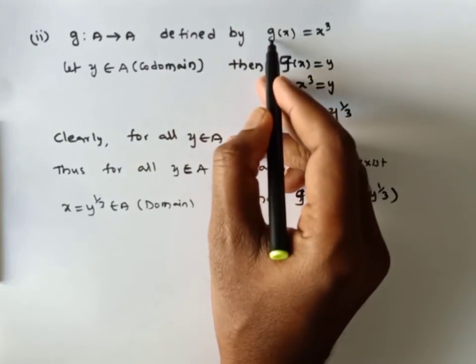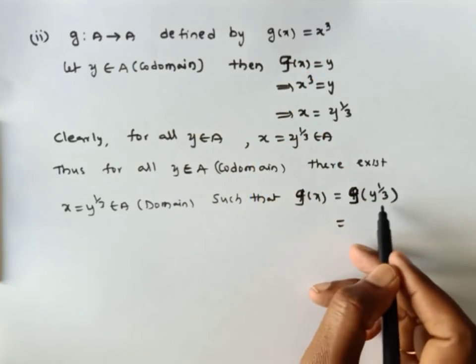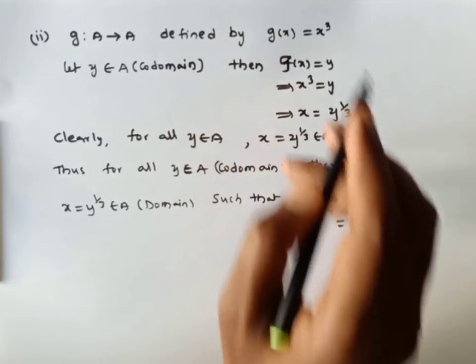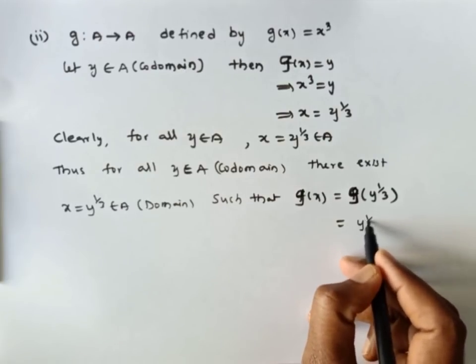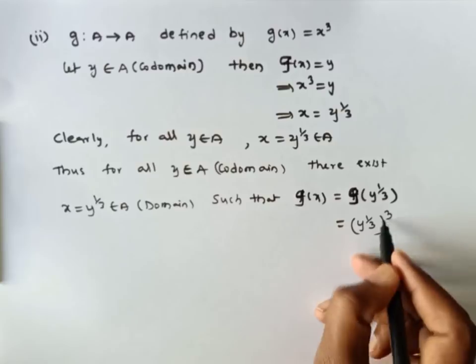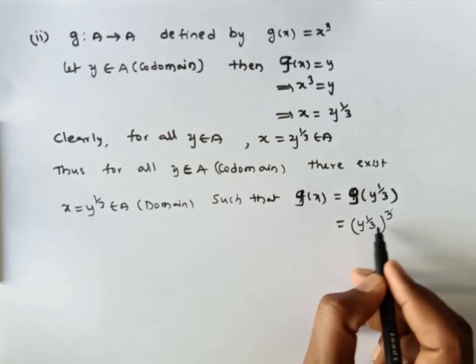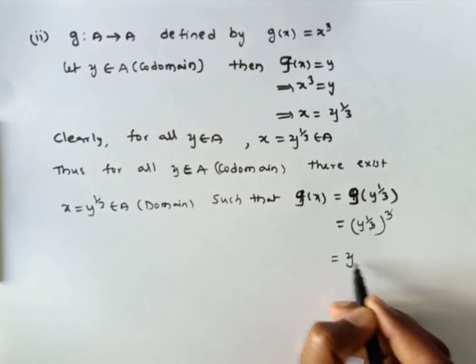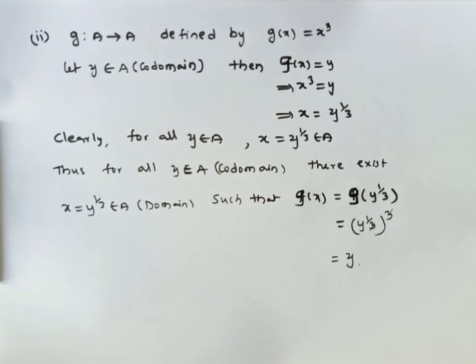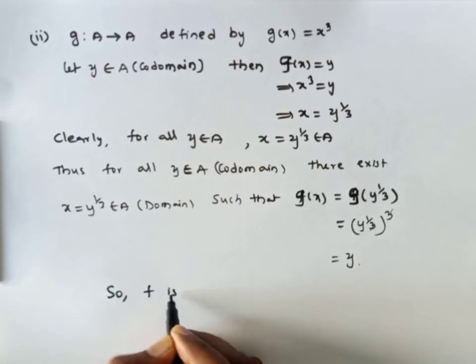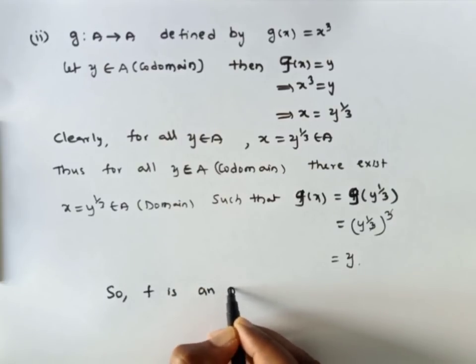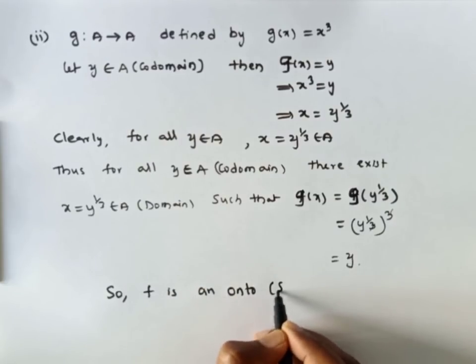Now what is our g of x? G of x is in the form of x cube, but g of y power 1 by 3 is replace x with y power 1 by 3, so that it is y power 1 by 3 whole cube. Now this 3 and 3 get cancelled, it is y. So g of x equals y. So it satisfies the surjective condition. So f is one-to-one or surjection.